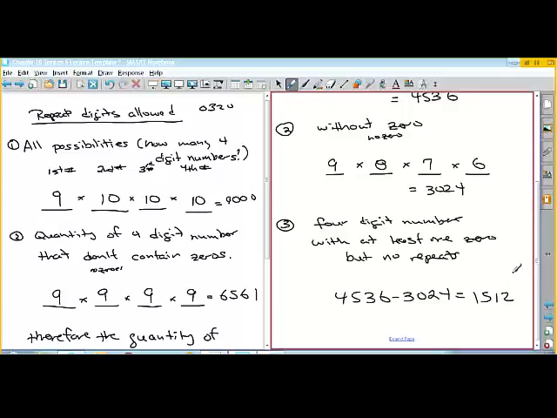Again, we didn't use combinations in this case. We used the fundamental counting principle, applying the idea of how many choices do we have in each step.